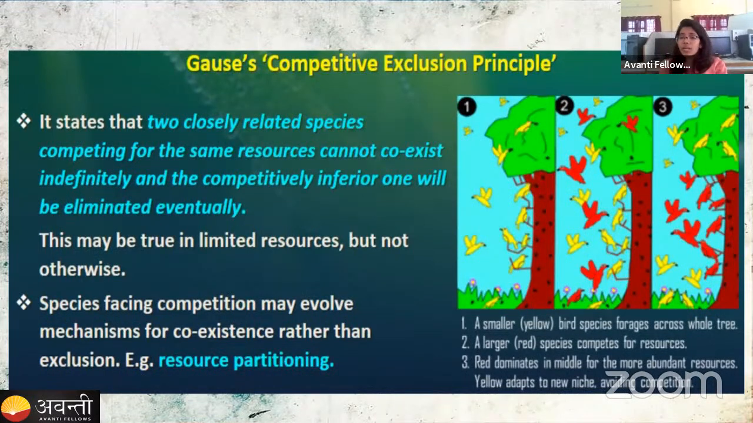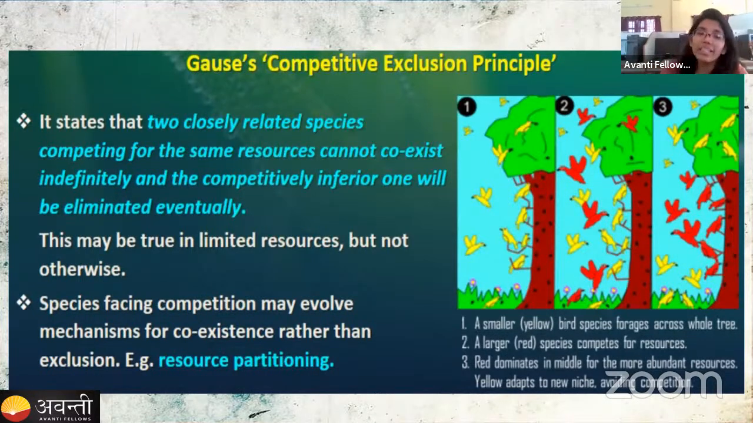Those two are competing for the same resource. So here what is going to happen? They both cannot stay. Either the yellow birds have to stay or the red birds have to stay, because they both want the same kind of food. They cannot coexist indefinitely, and the competitively inferior one will be eliminated eventually. So whichever is dominant is going to stay, and whichever is recessive or inferior will be eliminated from the space. Okay, this may be true in limited resources, but not otherwise.